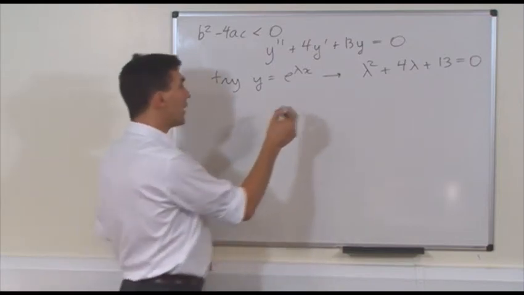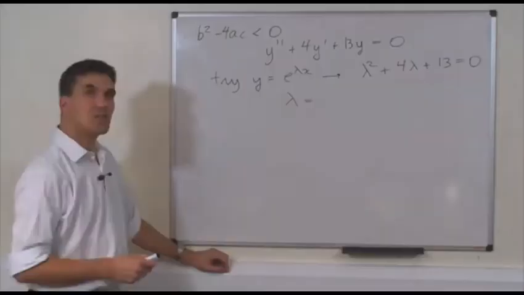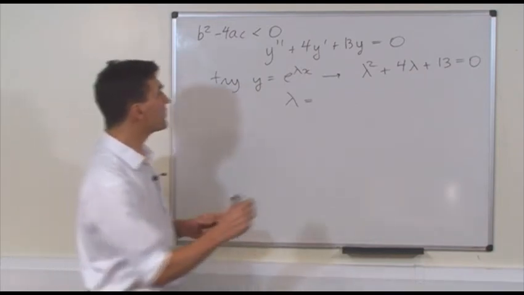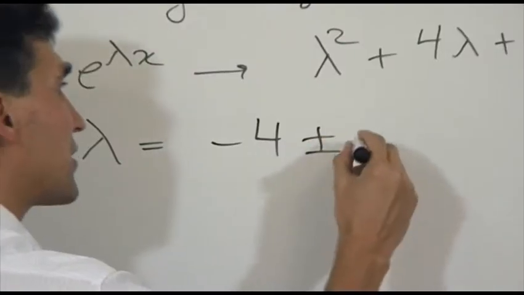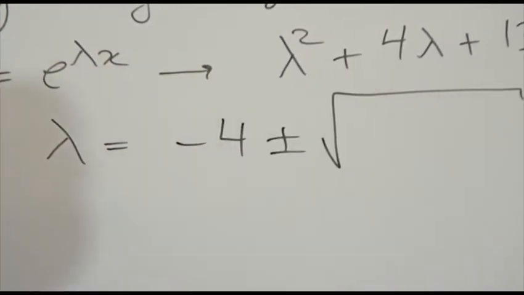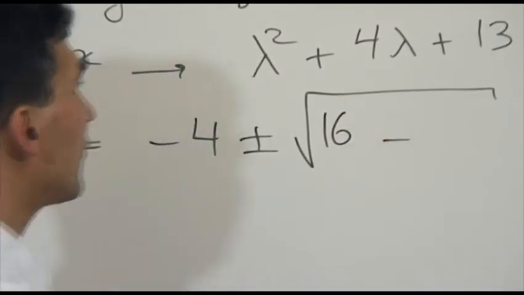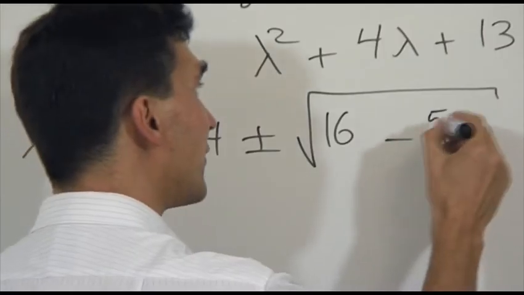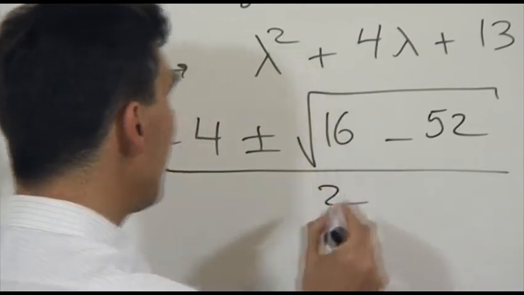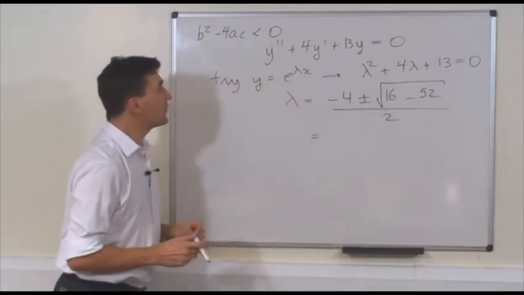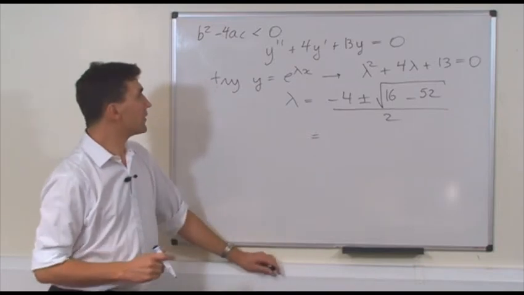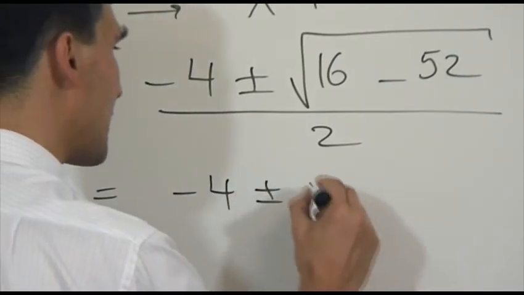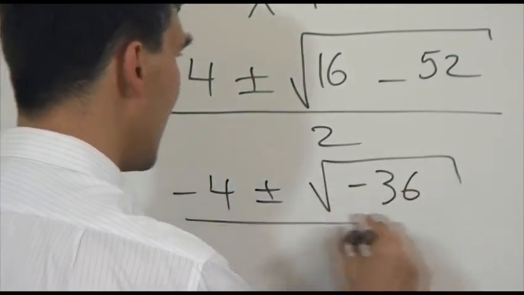Right, the roots of that, well, we can try and factor it. In this case, you can't factor that equation, but we can use the quadratic formula. So lambda is minus 4 plus or minus the square root of, well, b squared is 16 minus 4 times 1 times 13. 4 times 13 is 52, all divided by 2. So 16 minus 52 in my books is minus 36. So it's minus 4 plus or minus square root of minus 36 divided by 2.